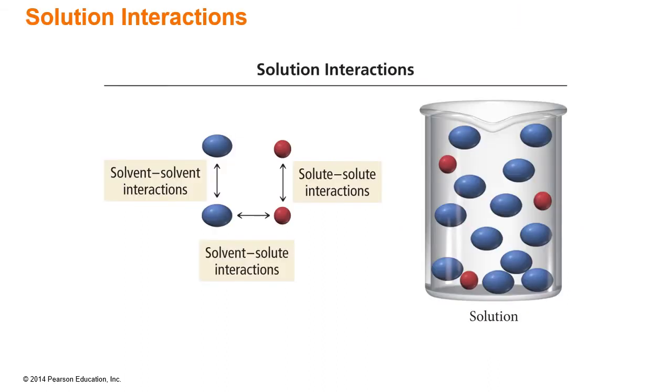In order to make a solution, we also have to consider the interactions between the different components in the solution. We have to overcome the attraction of the solvent molecules towards each other. We have to overcome the attractions of the solute molecules for each other. And that means that our solvent-solute interactions must be stronger than these individual interactions, the solvent for the solvent or the solute for the solute, in order to form our solution.